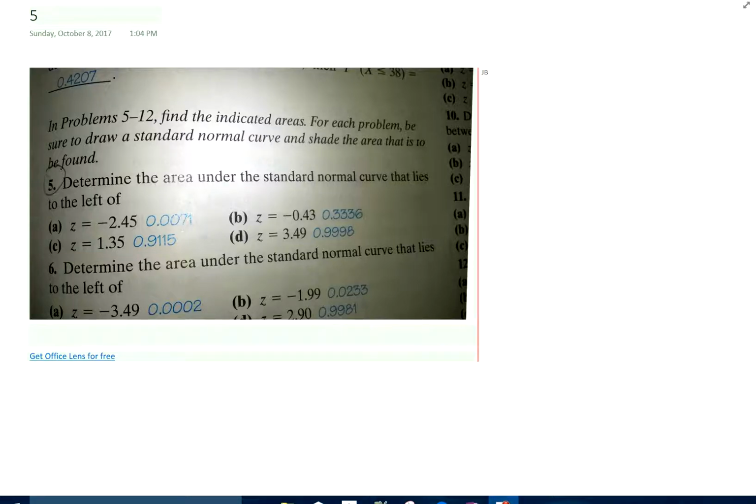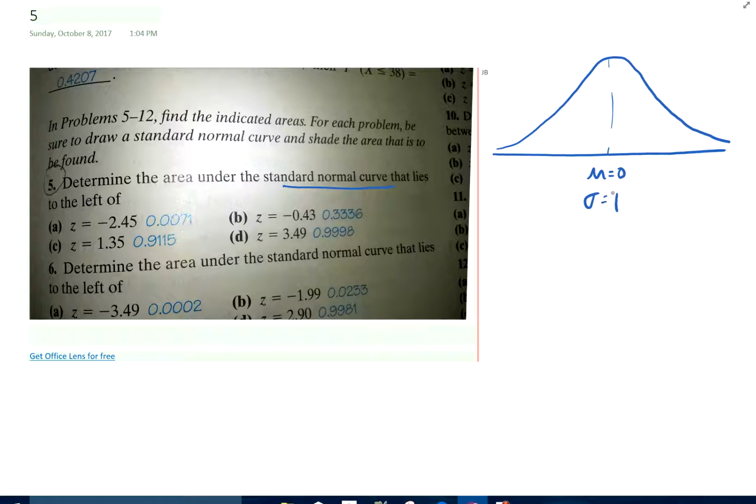Alright, 7.2, number 5. Determine the area under the standard normal curve that's to the left of z. So here's my standard normal curve, and mu is 0, standard deviation is 1. And to the left of negative 2.45, so this is my z. So we want to find that area.